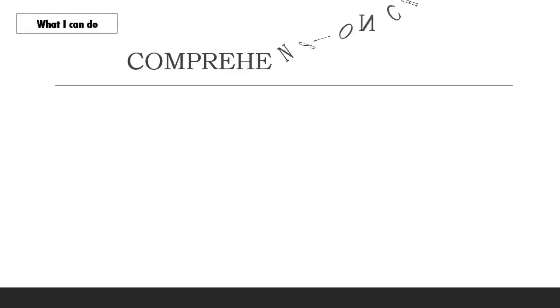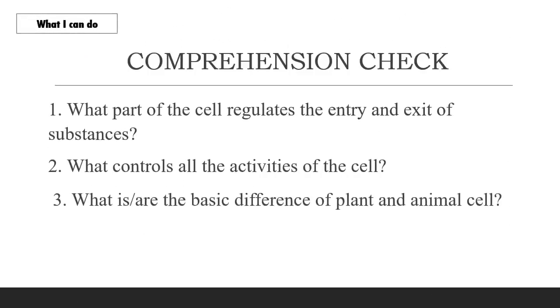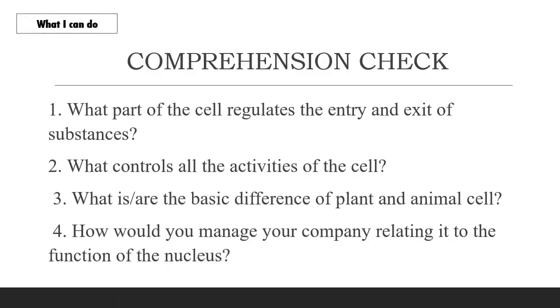Now, let's see whether you can answer the following questions. 1. What part of the cell regulates the entry and exit of substances? 2. What controls all the activities of the cell? 3. What is the basic difference of plant and animal cell? And number 4, how would you manage your company relating it to the function of the nucleus? I will give you 2 minutes to write your answers.